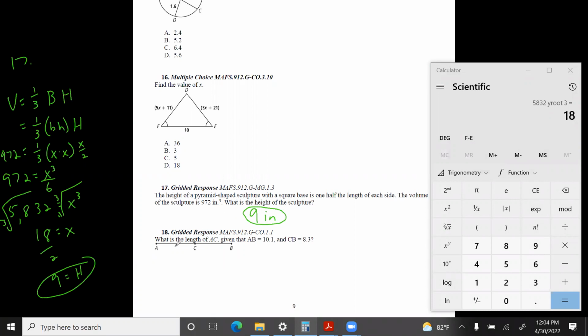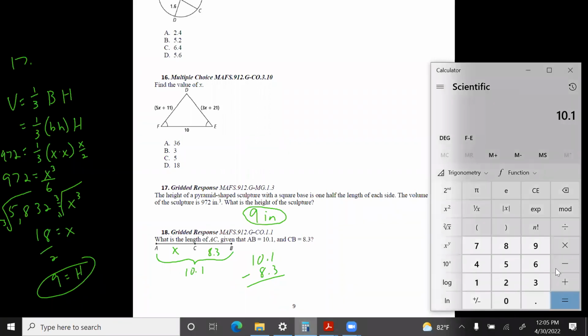All right, for 18, what is the length of AC, given that AB is 10.1? So I said this whole thing is 10.1 and CB is 8.3, and they want this piece. Well, all we have to do is find the difference. So 10.1 minus 8.3. After doing the last problem, this one's much easier. So 10.1 minus 8.3. That's 1.8. And that's it.